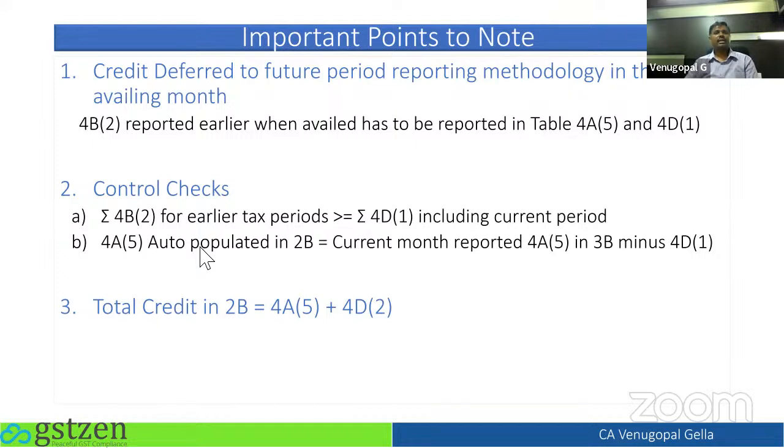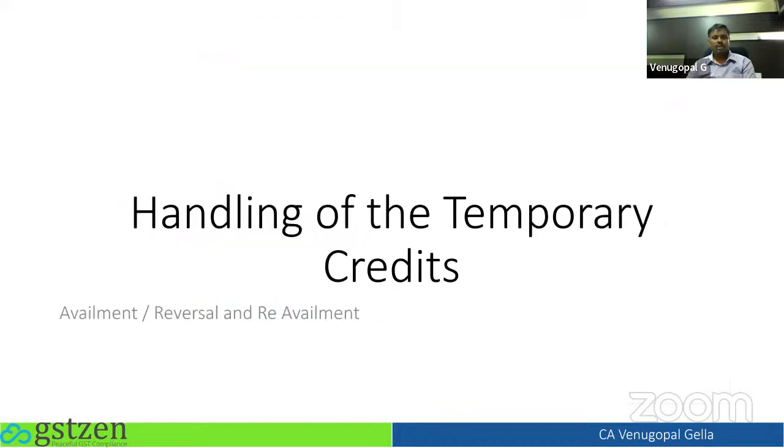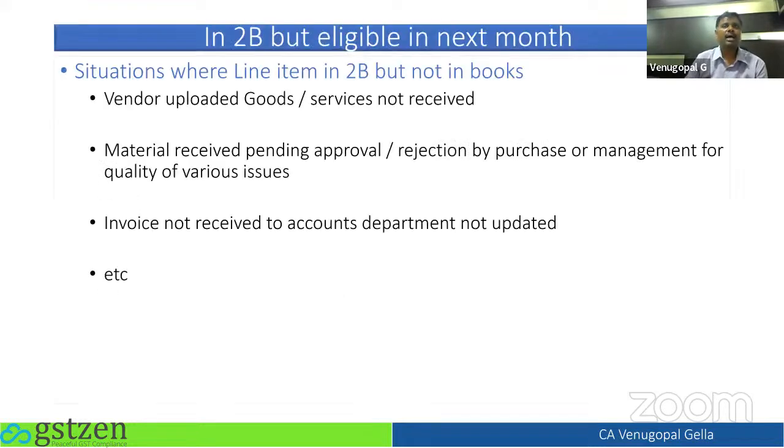So the control point is that the sum total of 4B2 should always be higher than what you are re-availing. So what are the temporary credits? In GSTZen, you can mark them while you are doing a reconciliation. Again, our Manisha would be doing a demo of it. While you are doing the reconciliation, you can mark that these credits, I am not going to avail them now. I would want to avail them later.